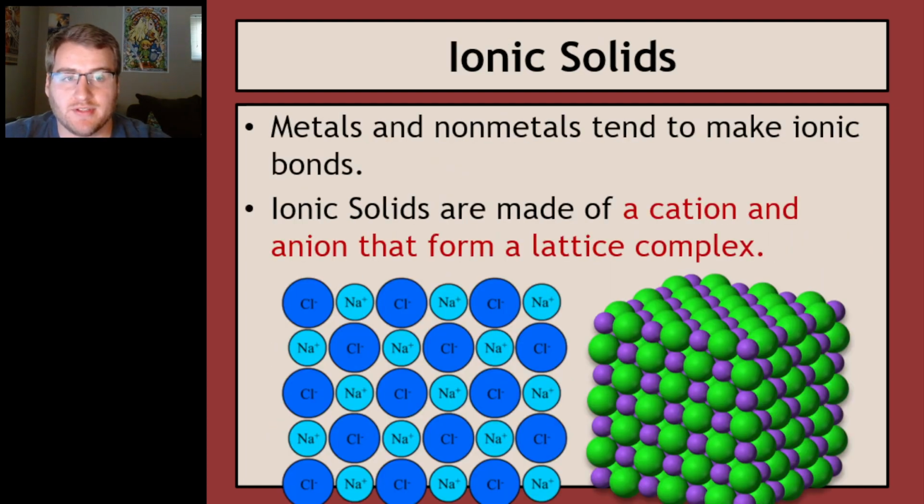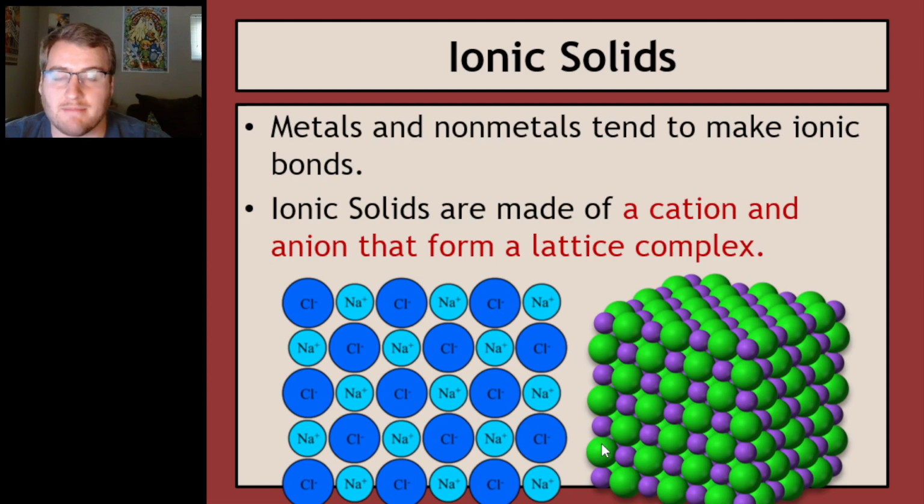Metals and nonmetals tend to make ionic bonds and join together. So we talked about ionic bonding, but these are what the actual structures look like. Ionic solids are made from a cation, which is a positive charge, and an anion, negative charge, combined together that form a lattice complex. So that's kind of the most important idea with ionic solids: you have this pattern, negative, positive, negative, positive. Or if you go down, positive, negative, positive, negative. It makes this checkerboard pattern.